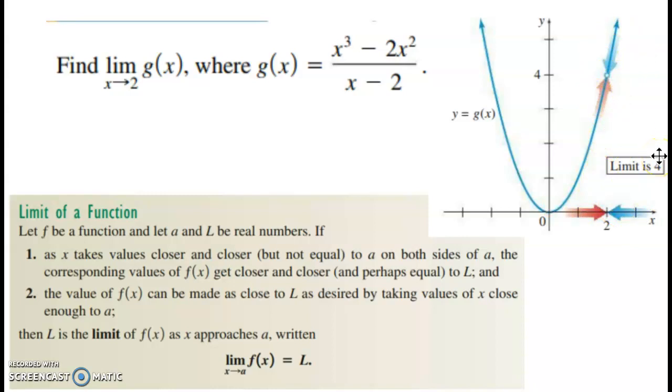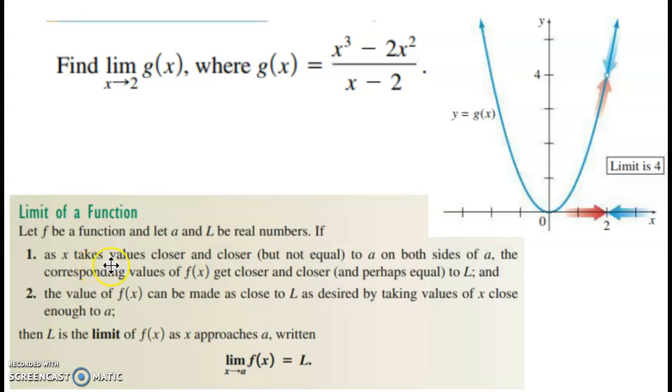That's what I meant before about, the sky is the limit. I can't actually reach the sky. Okay, I'm not actually going to be 4, but my limit is 4. The limit as x approaches 2 of g of x is 4. The answer is 4. Okay, so the definition is right here for you.